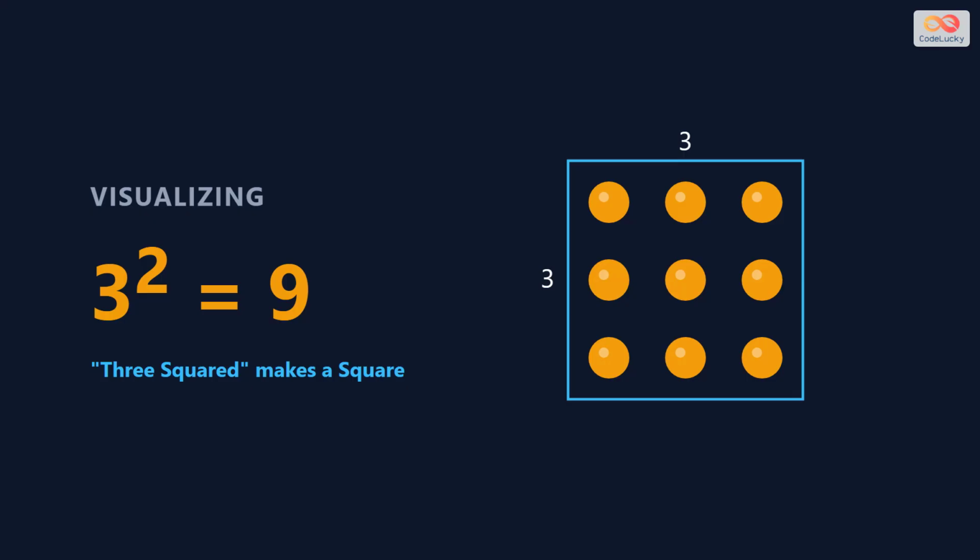Why do we call an exponent of 2 squared? Because it literally forms a square. If you take 3 squared, which is 3 times 3, you get 9. As you can see here, if you arrange 9 dots, they form a perfect square with sides of 3.